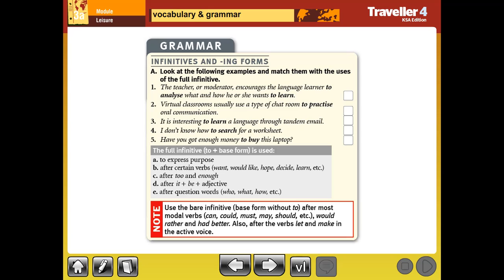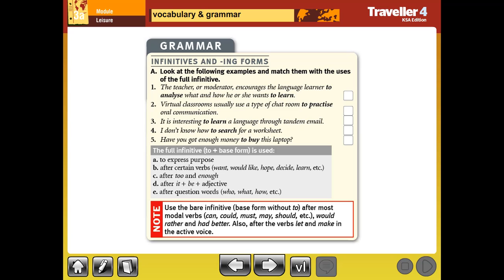Look at B. We use to infinitive after certain verbs. Look between brackets: want, would like, hope, decide, learn, and other verbs. You can see agree, refuse, and others. For example, want. I want to drink coffee. I want to be a doctor. I want to be at school now. Want to. Would like, the same. I would like to drink coffee. I would like to have my lunch.